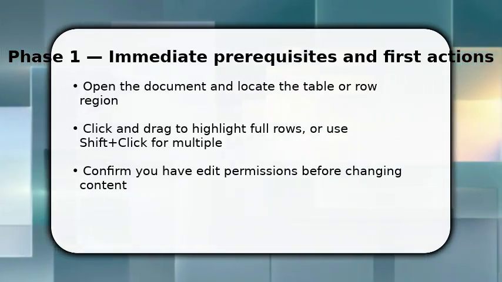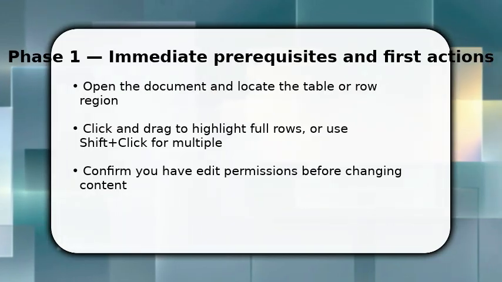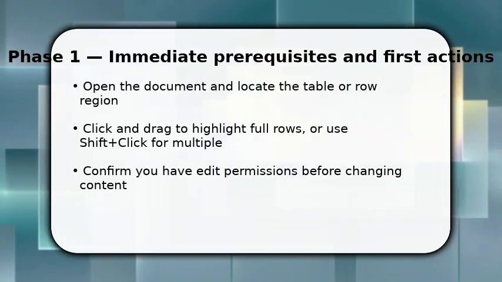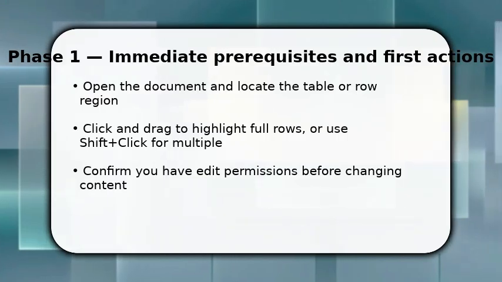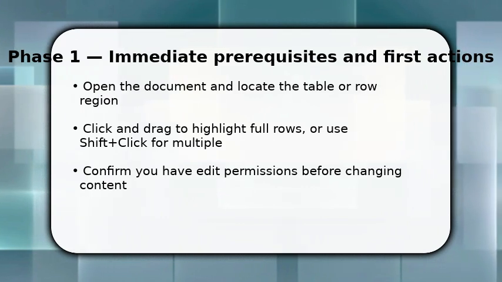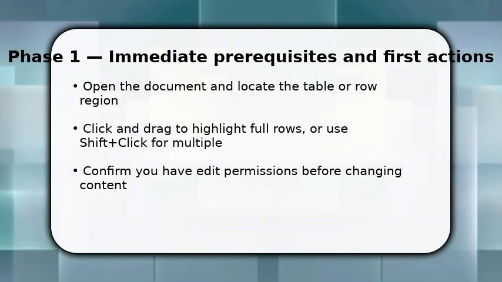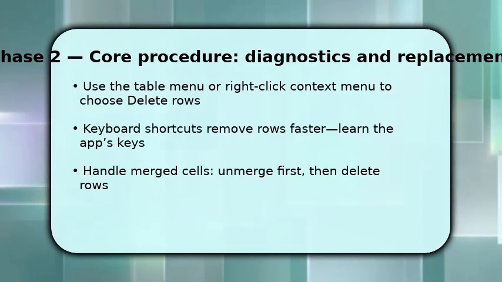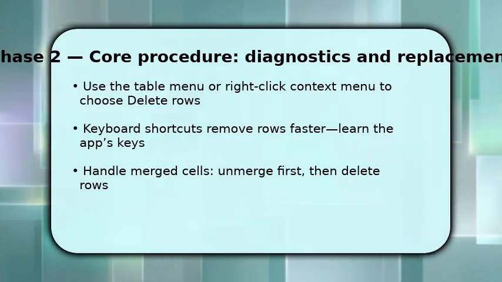Once selected, pause and scan for merged cells or important content you must preserve. Those require extra care. Now proceed to the next step to execute the deletion safely. You now delete the selected rows using the app's table menu or the right-click context option labeled Delete Rows.